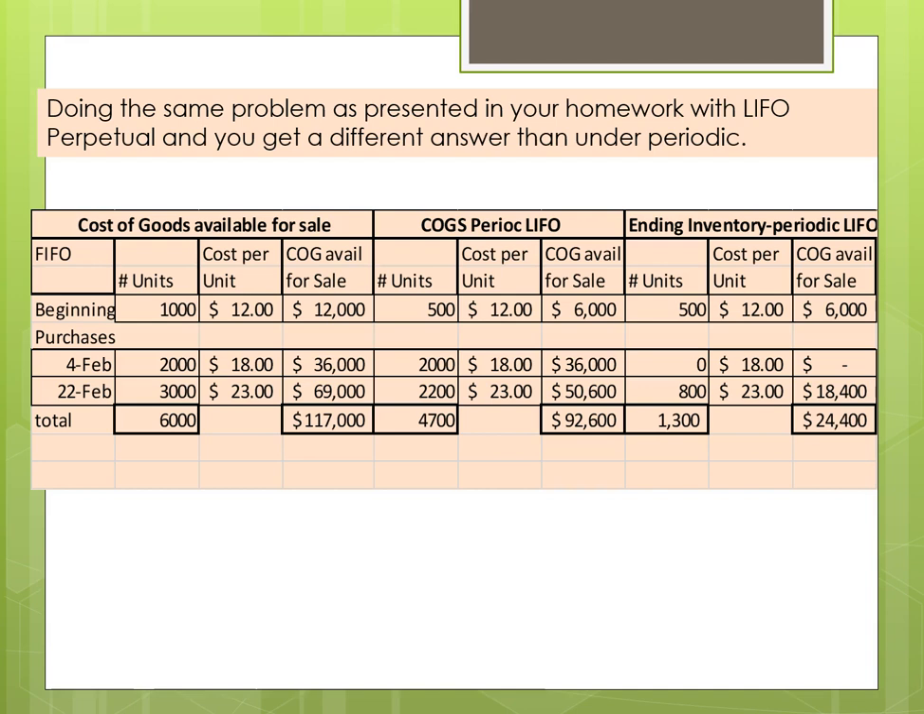Same problem, but using the format that you use in your homework. This is to help you out so you can see the relationships. Again, we had the 3 columns. The cost of goods available for sale has to equal our total units plus total cost. Cost of goods sold under LIFO, and that should be perpetual. I know it says periodic, but this is done based on perpetual, but you would have got the same answer.